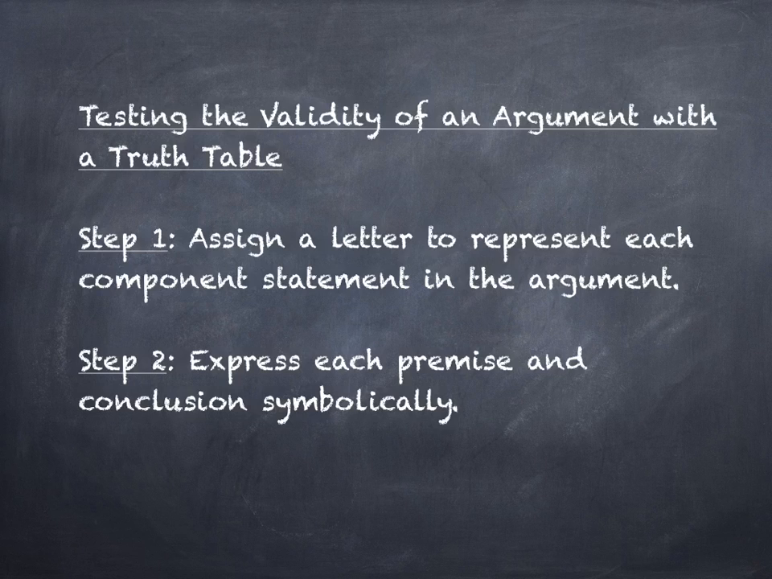So we're going to do a little bit of writing while I do this. Step 1 is to assign a letter to represent each component statement in an argument. So we're going to turn our arguments into symbols, basically. Step 1 is to figure out what you want your component statements' letters to be: P, Q, R, S, and T are the kinds of letters we've seen mostly. Step 2 is to express the premises and conclusion symbolically. In other words, you may have a P arrow Q. You may have an and statement or an or statement with those symbols. So you're going to combine all those pieces into symbols.